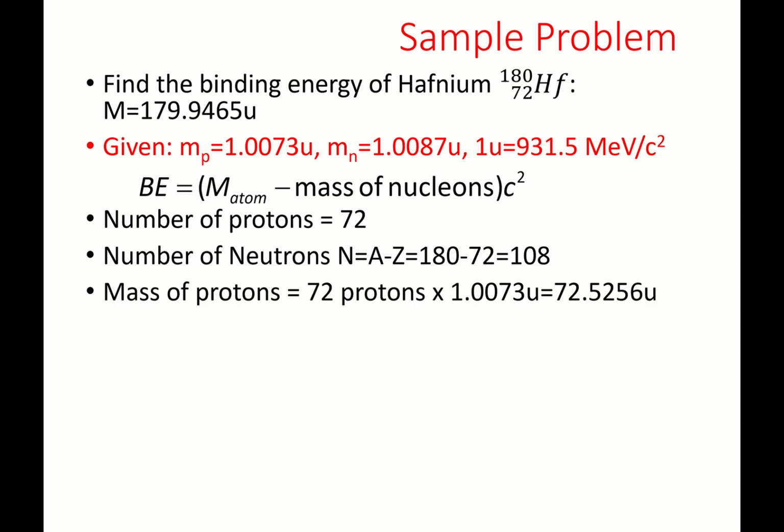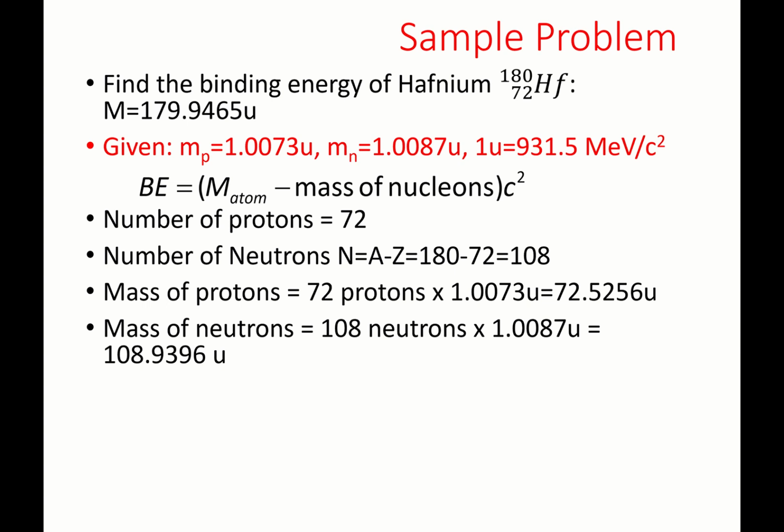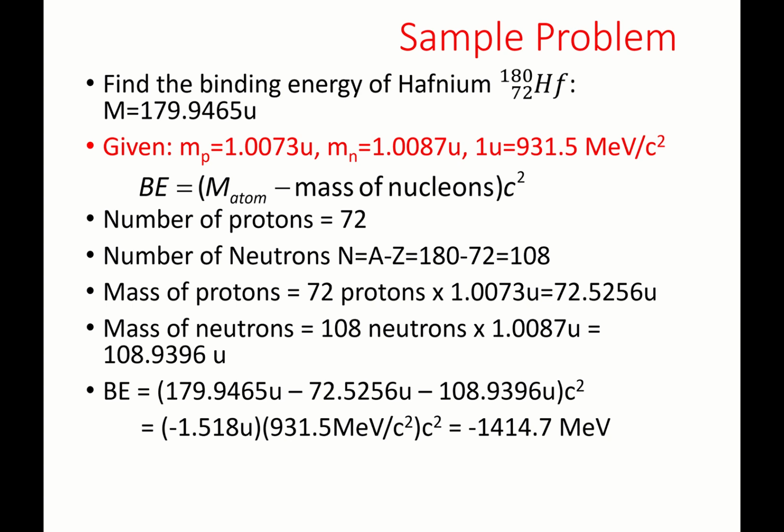And so the mass of the protons is 72 protons times 1.0073. And the mass of the neutrons is 108 neutrons times 1.0087. And so finally we can calculate our binding energy. So our binding energy is the mass of the atom, 179.9465, minus the mass of the protons, 72.5256, minus the mass of the neutrons, 108.9396. So we get minus, which tells us that it's an attractive energy, that it's binding energy, minus 1.518 atomic mass units.